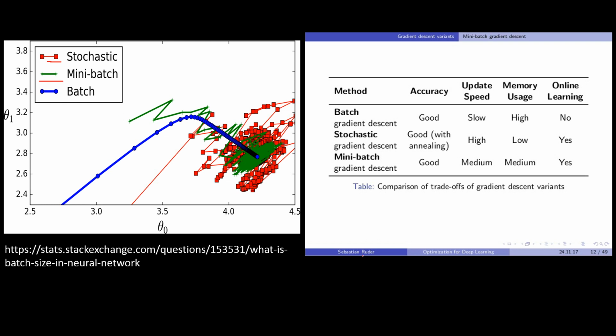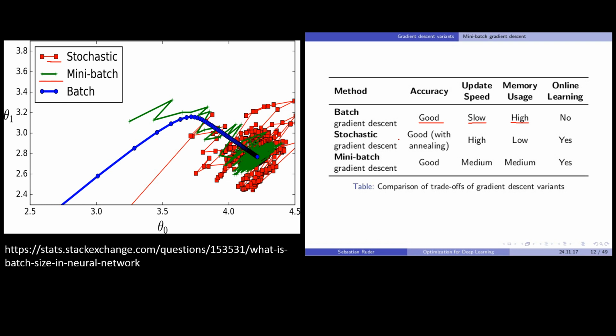This is a slide from Sebastian Ruder. You can see that in case of the batch gradient descent, the accuracy is good because we are taking the error average over the entire training set, but the update speed will be slow because for every update we need to use the entire training data set or entire input data set. Its memory usage will be high as it needs to use the entire input data set.